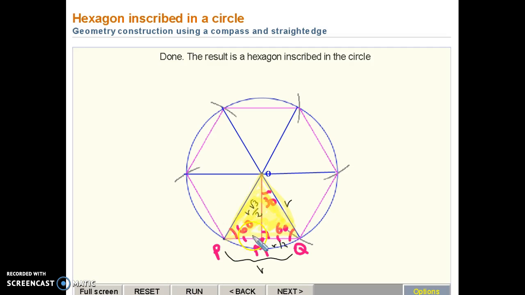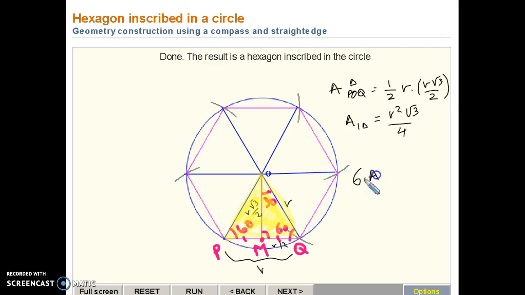Well, this is easy because the area of this triangle, area of triangle POQ, equals 1/2 of the base times the height. The base is going to be PQ, that is R, times the height, that is going to be this one, R square root of 3 over 2. Alright? So R times R is R squared, times the square root of 3 over 4. And this is going to be the area of one of the triangles.